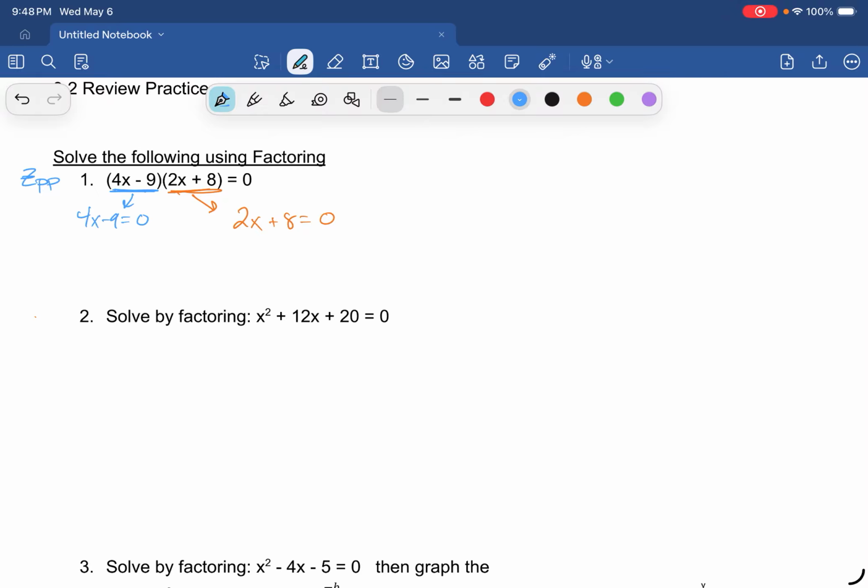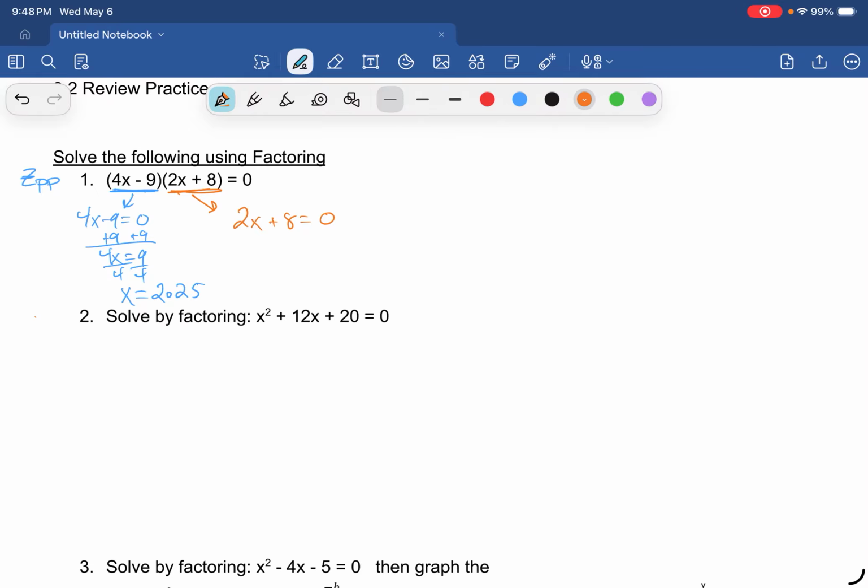Now for both of these two-step equations, I'm doing the opposite. I see minus, I add. I see multiply, I divide. We can leave this as a fraction, so I could leave it as 9/4, or I could leave it as a decimal equivalent.